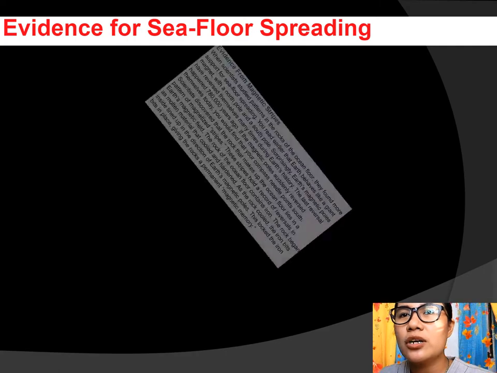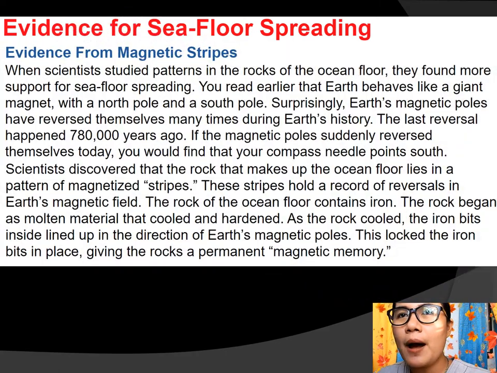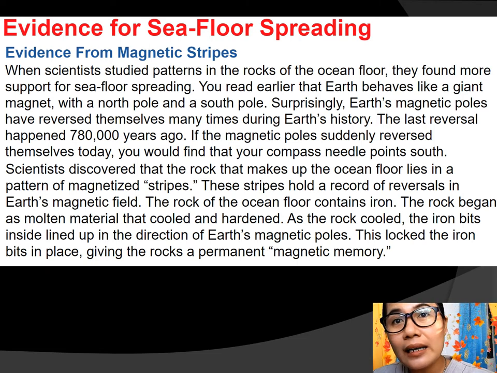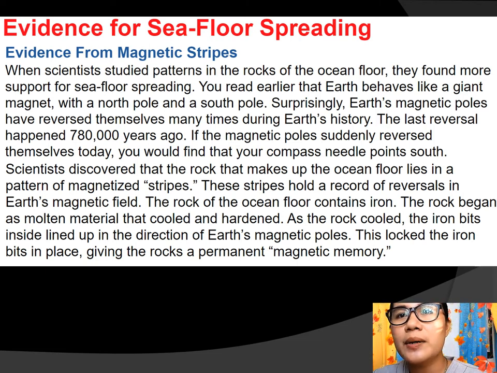Second evidence: evidence from magnetic stripes. When scientists studied the patterns of the rocks in the ocean floor in the mid-Atlantic Ocean, they found more support for seafloor spreading. You've known earlier that the Earth behaves like a giant magnet with a North Pole and a South Pole. Surprisingly, there is a reversal. The Earth's magnetic poles reverse themselves many times during the Earth's history. The last reversal was around 718 years ago.